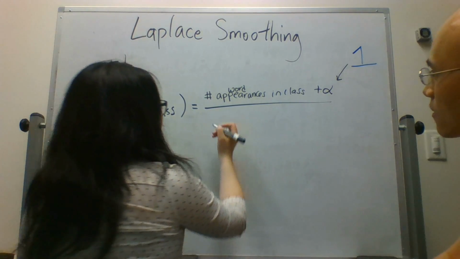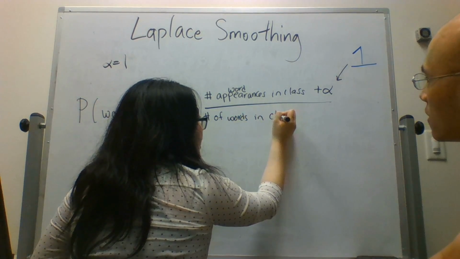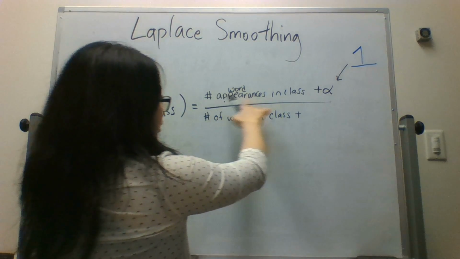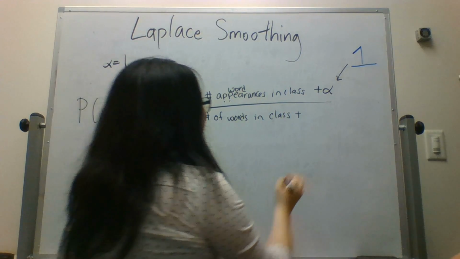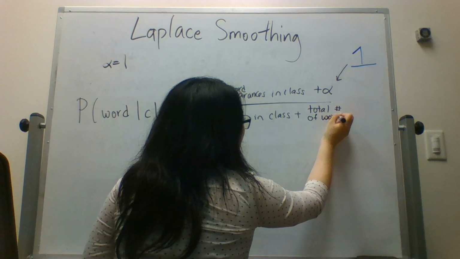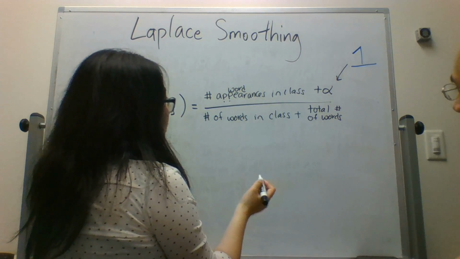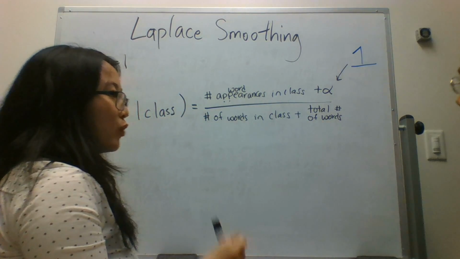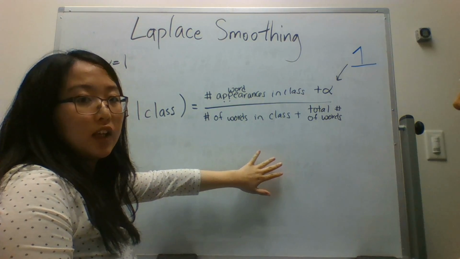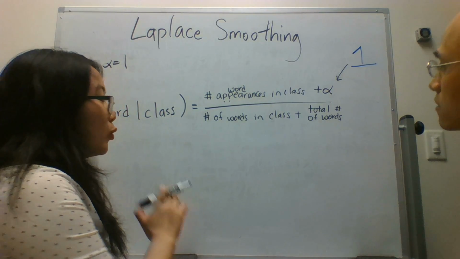In the denominator, we want to say number of words in this particular class, and to prevent this probability from ever exceeding 1, because this could possibly be 0, we also add the total number of words across all classes. In our particular example, the total number of words is 19, because we have 10 from the toxic phrases and 9 from the non-toxic phrases. Just a clarification: this total number of words is not the vocabulary. We're not taking the unique number of words. We're taking the total number.